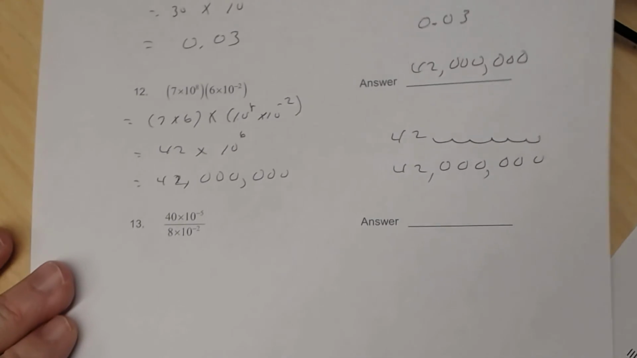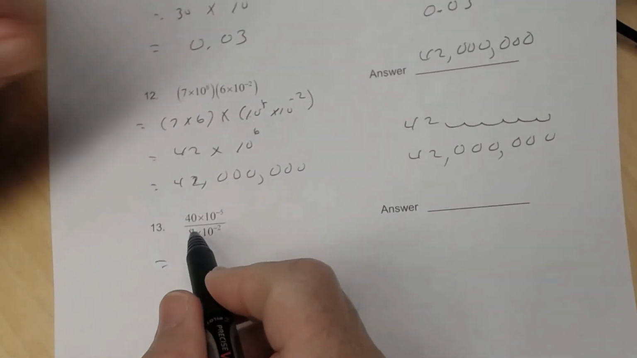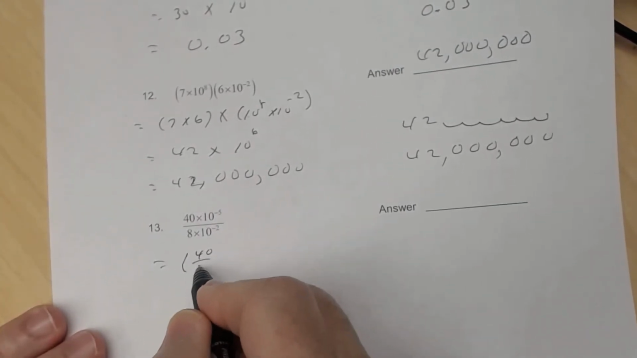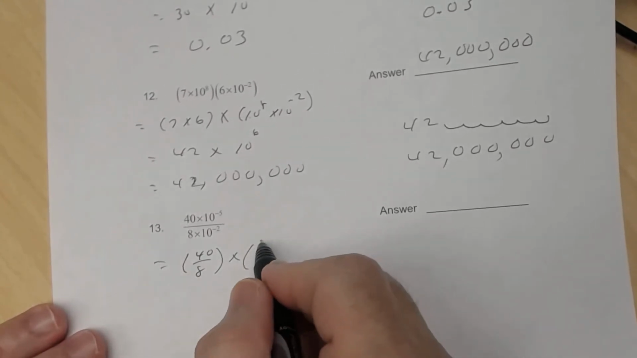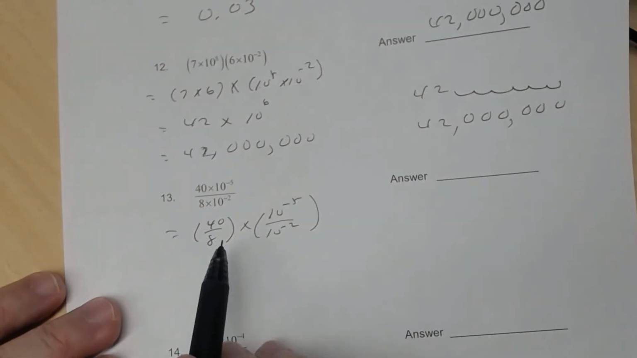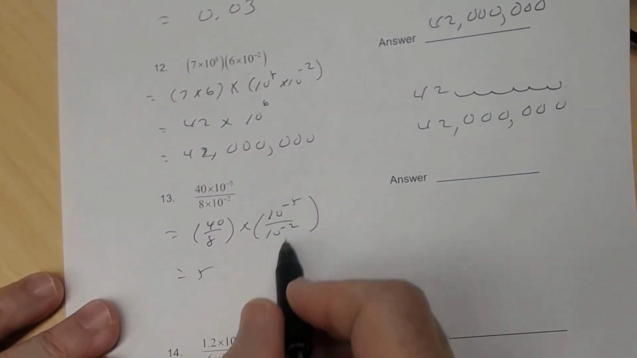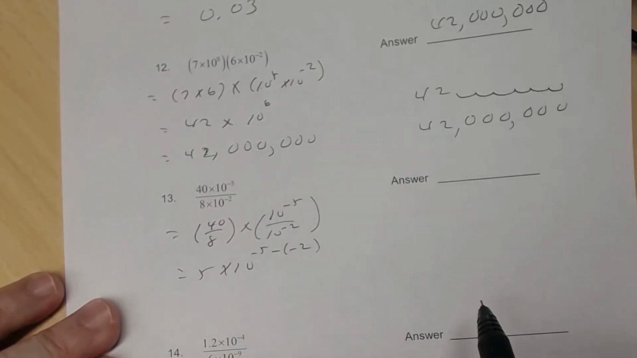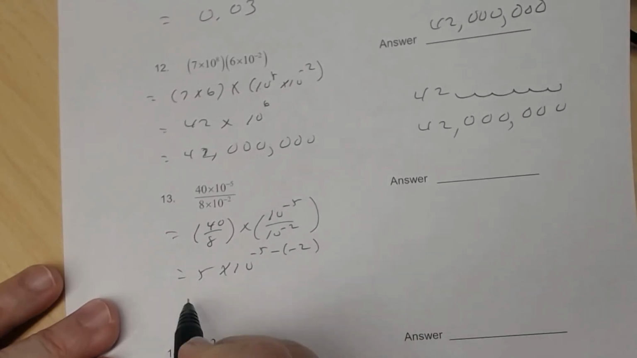All right. Number 13. Number 13, you're dividing this time. Okay, so the video said you got to do this first. So the real number part, you're going to do that. You're going to say 40 divided by 8 times, and then the powers of 10, you're going to say 10 to negative 5th divided by 10 to negative 2nd. Now, 40 divided by 8 is 5. Now here you're dividing like bases, you subtract the exponents. So that's times 10 to the negative 5, subtract the negative 2. Negative 5 subtract negative 2 is negative 5 plus 2, which is a negative 3.